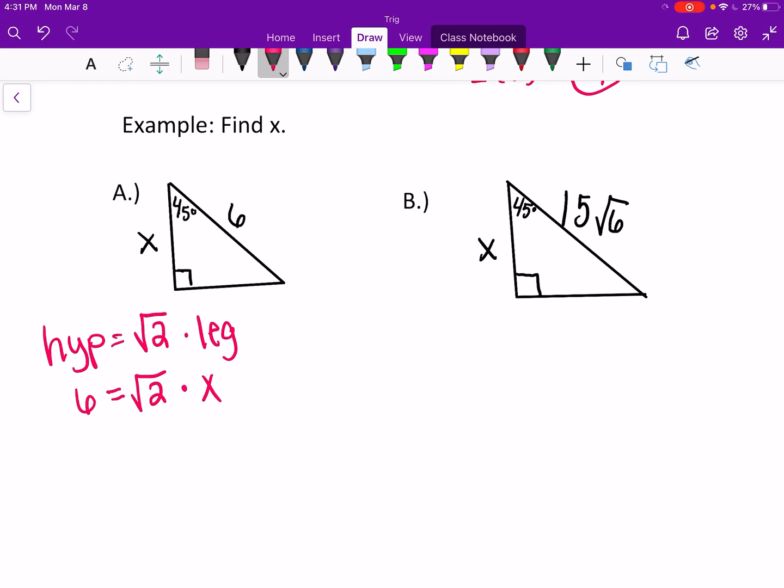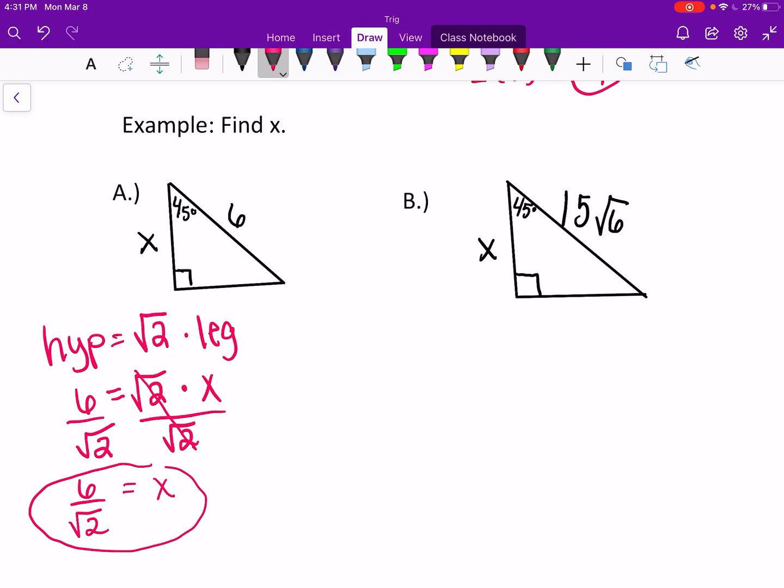Now to solve for x, I need to divide by the square root of 2 on both sides. So the square root of 2 over the square root of 2 is just 1, so they cancel. So I'm left with x is equal to 6 over the square root of 2. And if you wanted to, for this lesson, you can type this into a calculator and get a decimal. This works just fine for now.